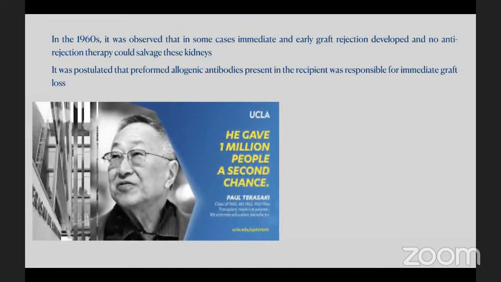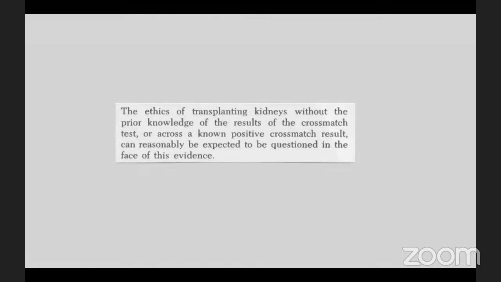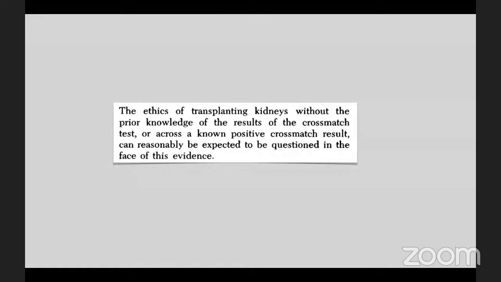This was pioneering work by Paul Terasaki, who in his paper in 1969 first described the cross-match test. And this actually opened up a Pandora's box, where a positive cross-match test would mean an absolute contraindication to transplantation. Over the years, it became an ethical issue as well. If a patient underwent a transplant without the knowledge of the cross match test, or across a known positive cross match result, this can reasonably be expected to be questioned in the face of evidence.